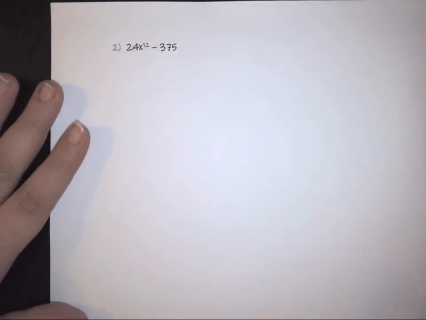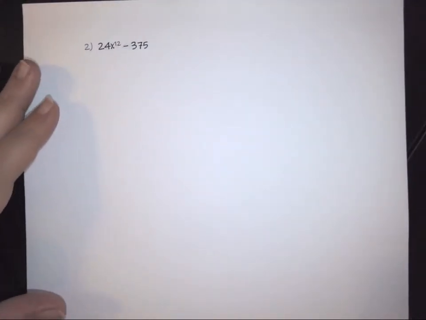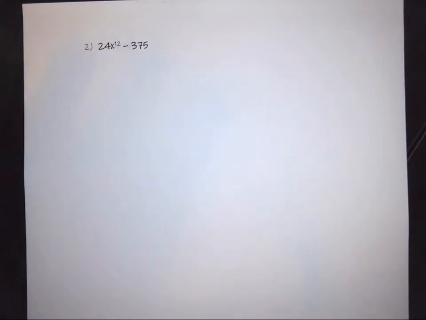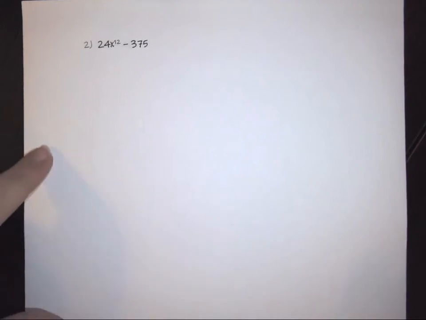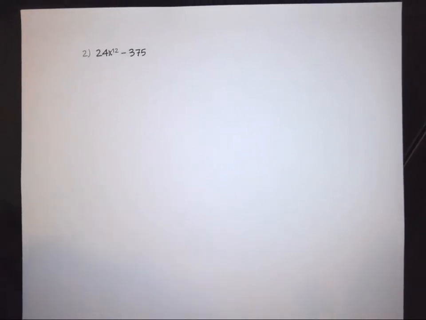So let's go ahead and look at another one. Here I have 24x to the 12th minus 375. Well, at this point, it's a little difficult to figure out which type of factoring we're going to use. However, we do know one thing's for sure. We know that it is a two-term factor. So we have 3 choices. This can either be difference of squares, or it can be sum or difference of cubes.